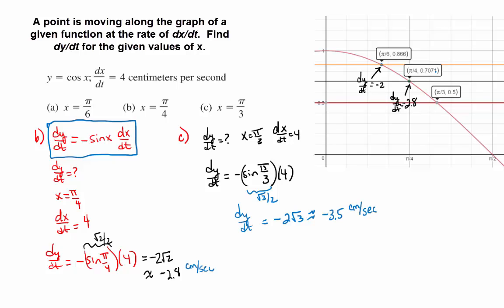Okay, so what are we saying? Our vertical change is at a speed of 3.5 centimeters for each second at that moment. So faster than it was at pi over 4. So here we have dy dt, negative 3.5 centimeters per second. Everybody okay with that?